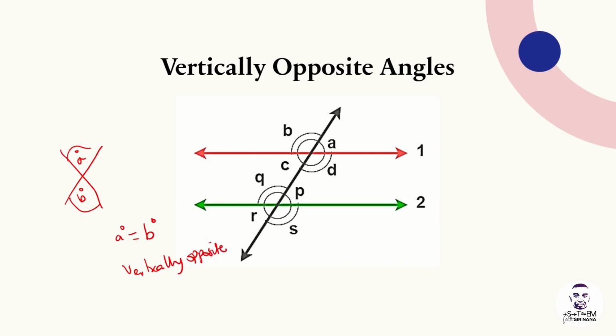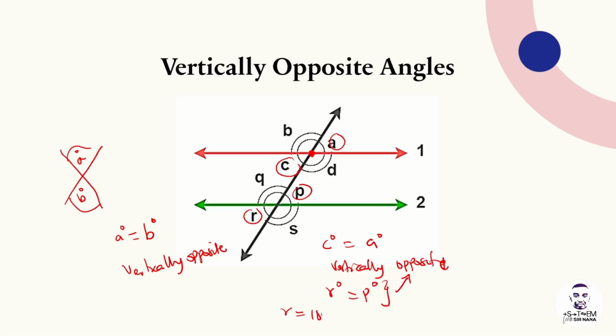So let's see if there is any intersection here. So we see one here. So C and A are vertically opposite. So C degrees is equal to A degrees. And we say that they are vertically opposite, right? That's when we are considering it here. And then if we have R and P, we can say that R degrees is equal to P degrees, and they are also vertically opposite. Right? So for instance, if R is 100 degrees, then P will also be 100 degrees.